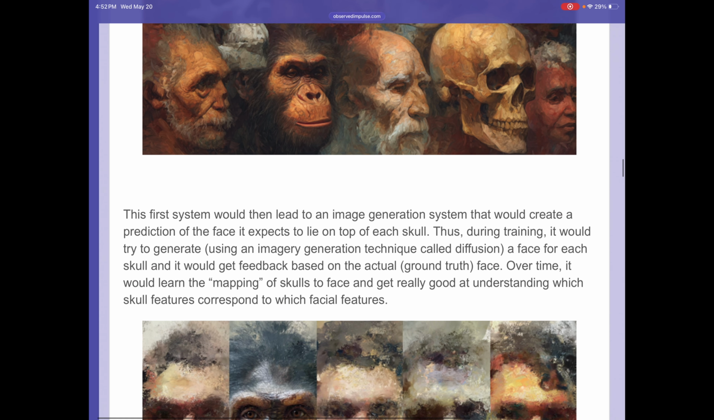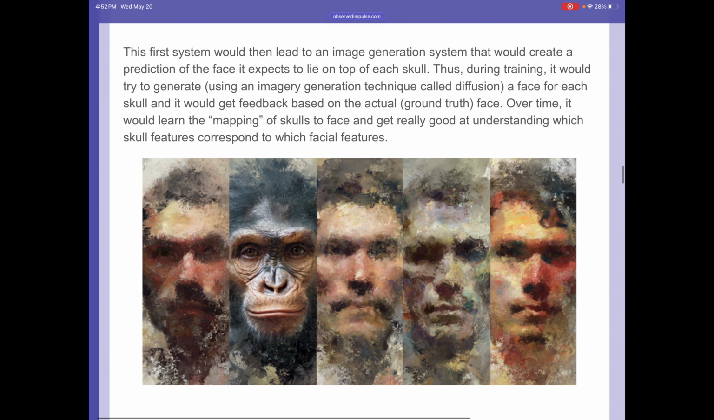So just keep that in mind moving forward. So this first system would then lead to an image generation system that would create a prediction of the face it expects to lie on top of each skull. So again, the first system is the 3D model of the bone, and then the second system is an image generation system, kind of like the ones we use when we use AI to create images from prompts.